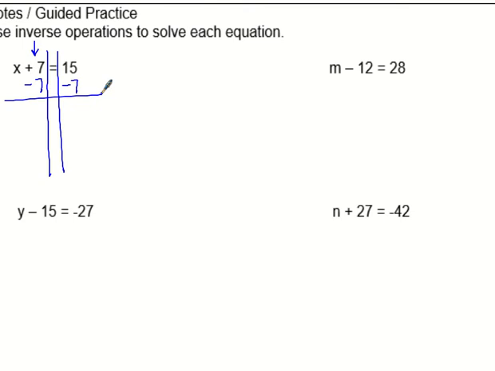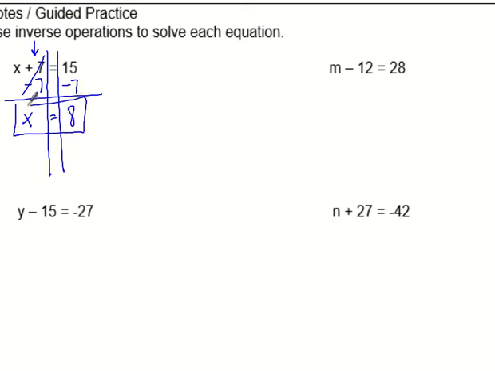The other side of the equal sign. Some people try to do it to the same side. No, other side of the equal sign. With trying to get our x by ourselves, because a positive 7 and a negative 7 cancel out. So then we bring down our x equals 15 minus 7 is an 8.